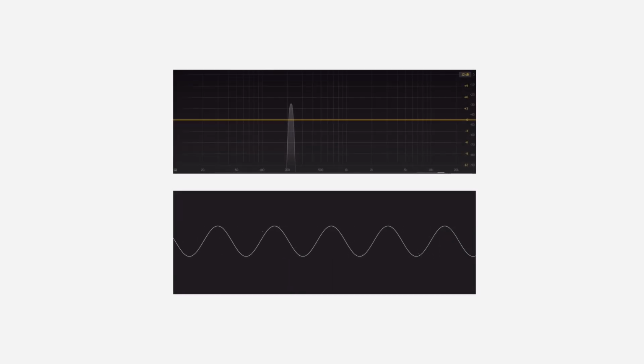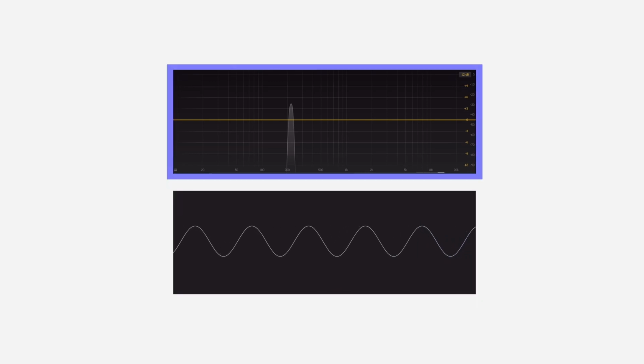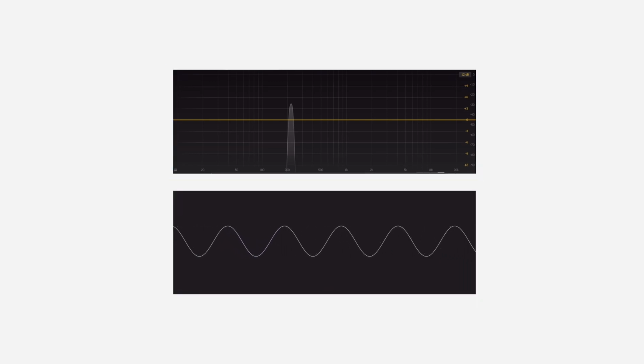What you're hearing right now is a simple sine wave. This is what it looks like as a waveform, and the frequency analyzer shows just one spike, one single frequency. That's why sine waves sound so flat, pure, and quite honestly, also a bit boring. There's just not much going on here.